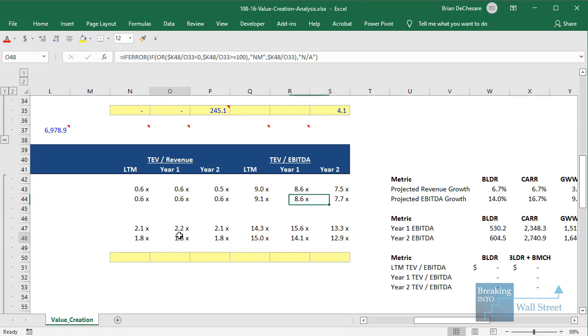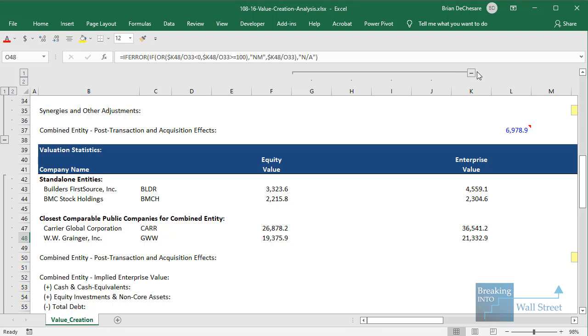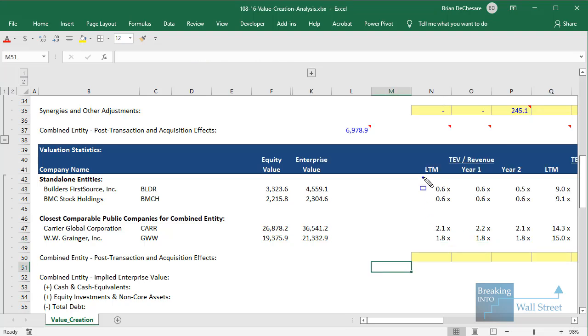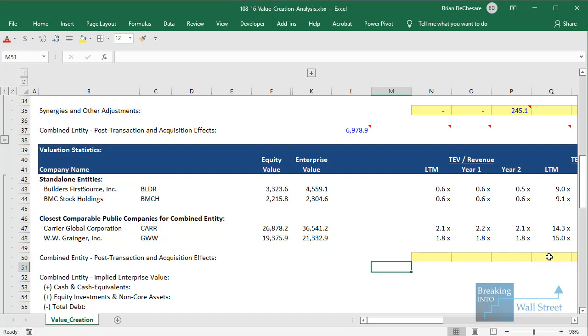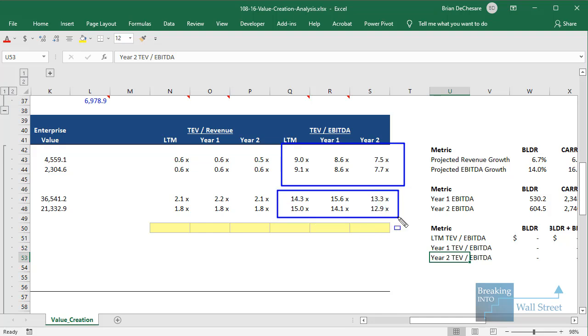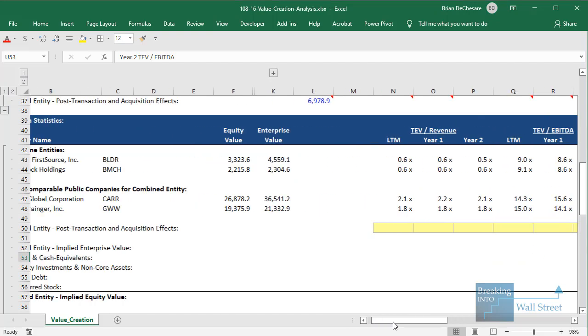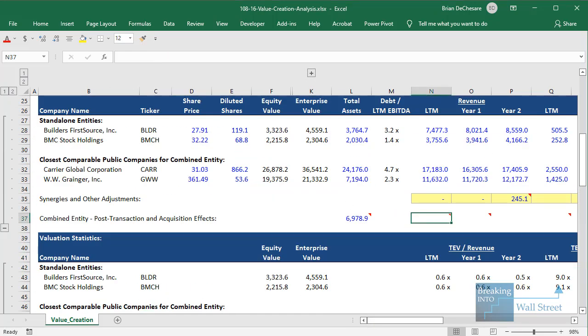And if you go down here more significantly, if you just do a quick comparison of the valuation multiples here, our two companies are trading at revenue multiples of around 0.5 to 0.6x. These two companies are trading at more like 2x revenue. And then if you look at it on an EBITDA multiple basis, our companies are in the 8 to 9x range, and these companies are more like 13x to 15x. So we have these two larger companies in the market that are indeed trading at higher multiples.